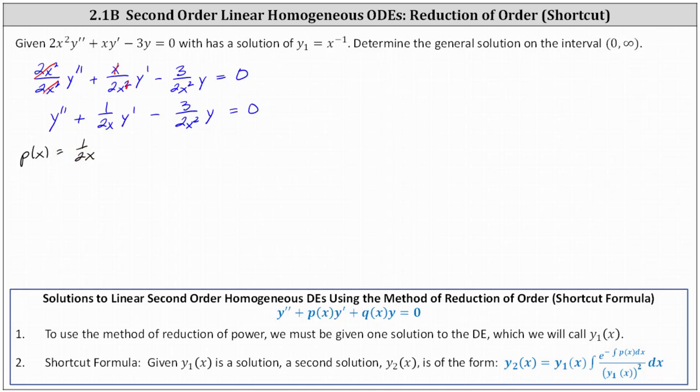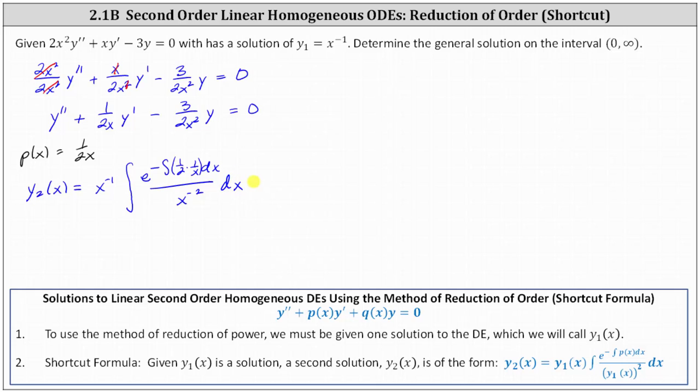Which indicates a second solution, y2 of x, is equal to y1, which is x to the power of negative 1, times the integral of e to the power of the opposite of the integral of 1 divided by 2x dx. I'm going to write that as 1/2 times 1 divided by x dx. And this is all divided by the square of y1. The square of x to the power of negative 1 is x to the power of negative 2.